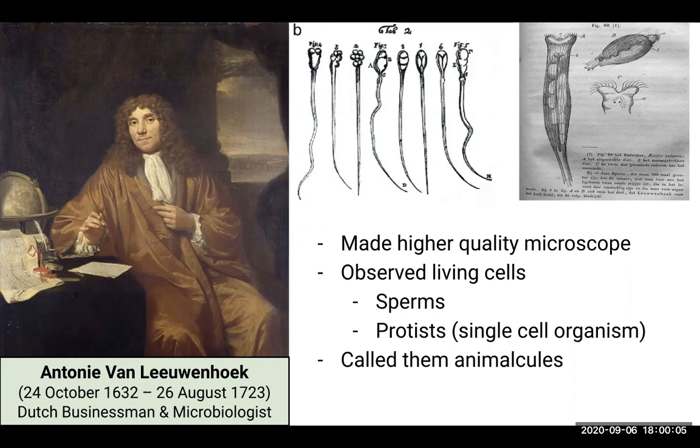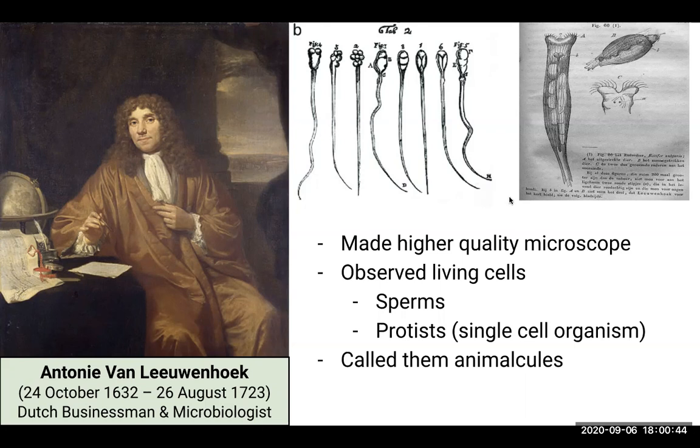Now, he wasn't really a scientist to begin with. He was a Dutch businessman, and he owned a fabric shop that sold cloth for making clothing. He often used his magnifying glass to examine his cloth. And then later on, he kind of moved into the industry of lens crafting. And then afterwards, he started making microscopes as well. Now, using his microscope, which was of higher quality, he was able to observe living cells.